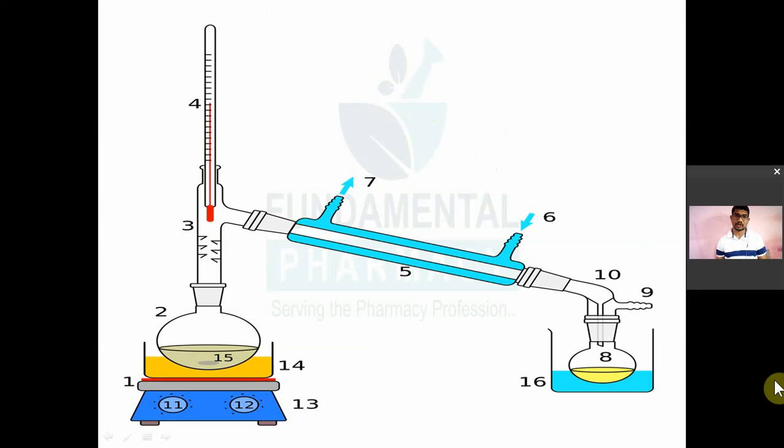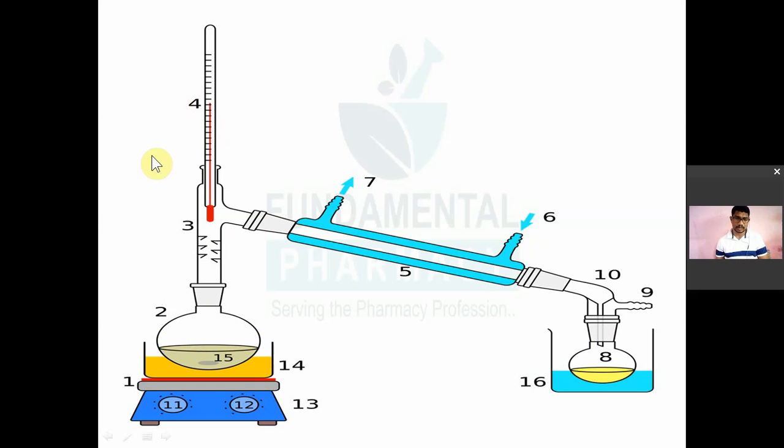The general assembly for distillation will look like this. Here you will have a distillation flask. This one is the condenser, this one is the distillation chamber, and this one is a receiver. Whatever mixture you are going to distill is known as the distillant. For example, if you have a water and alcohol mixture and you want to separate the alcohol from water by distillation, then the water alcohol mixture is the distillant.